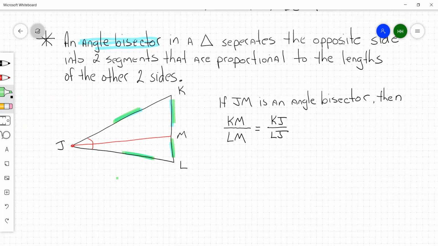All right? An angle bisector separates the opposite side into two segments that are proportional to the lengths of the other two sides.